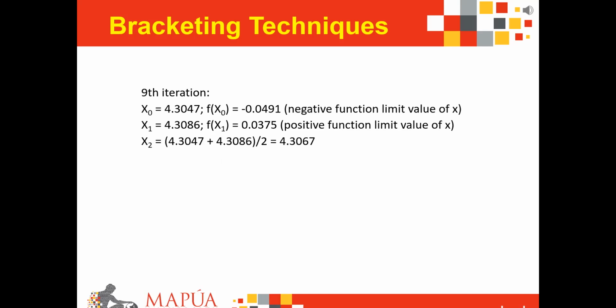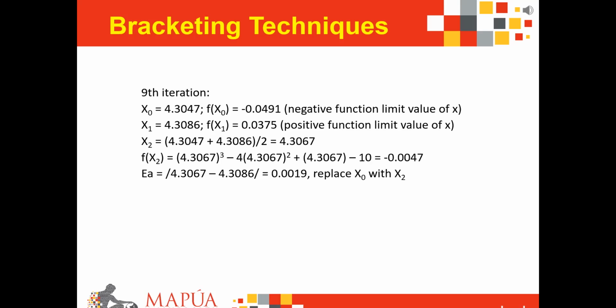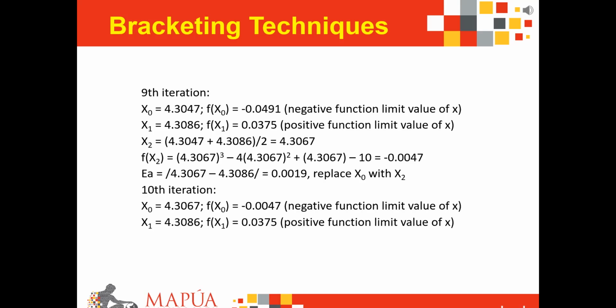Solving for its midpoint would now give us 4.3067. Substituting this to your function gives us a value of negative 0.0047. And obtaining the absolute error, it eventually shows us that, again, we need to repeat the process. Hence, we replace x0 with x2. So on the 10th iteration, this now would be our given values.